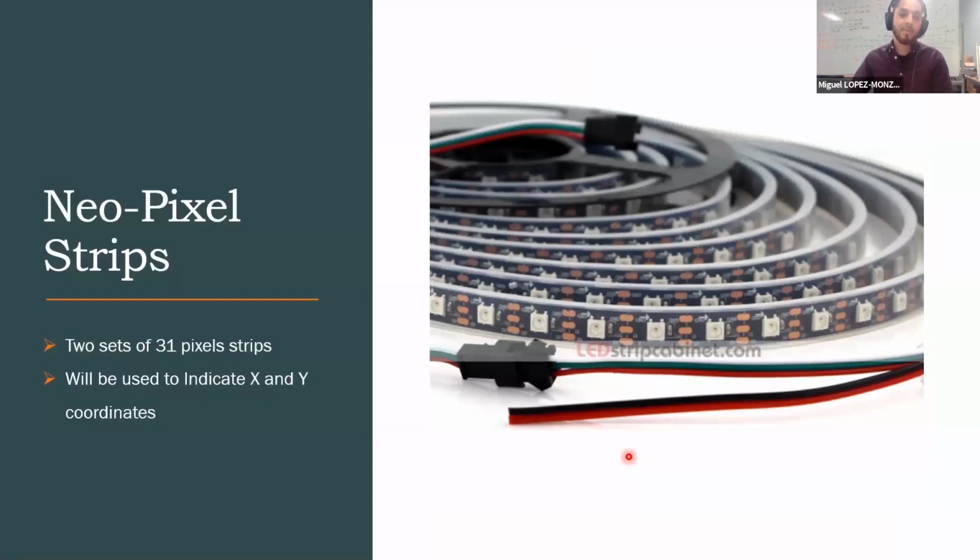NeoPixel strips. What these strips are basically doing is showing us where the sound happened. There's 2 sets, X and Y axis. There's 31 pixels on both of them. So whenever the sound is picked up, you'll be able to see with the light indicators of the NeoPixels where it happened.